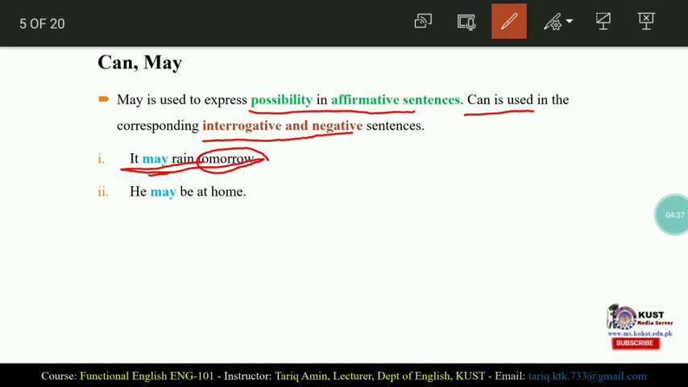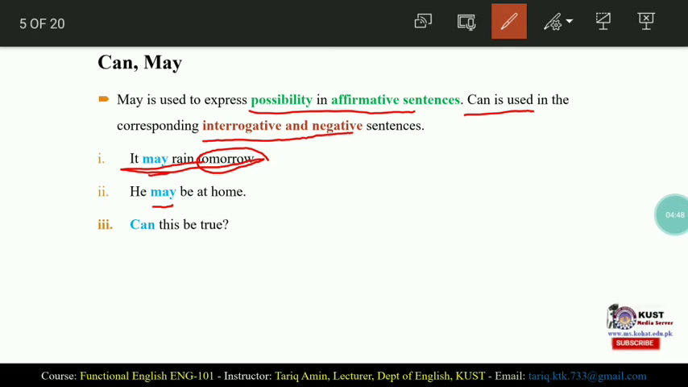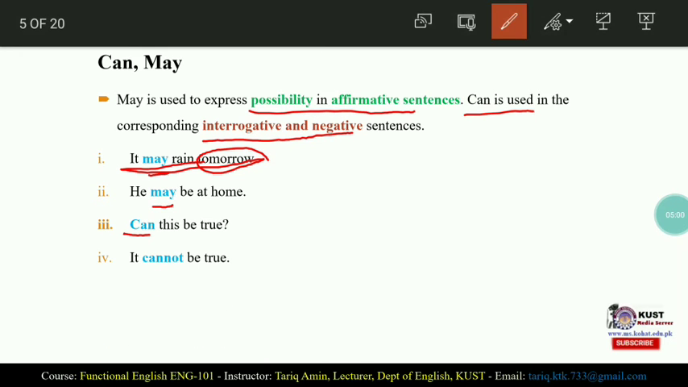And he may be at home. Once again, may has been used in an affirmative sentence in order to show possibility. It is possible that he might be at home. Can this be true? We can see that the modal verb can has been used in an interrogative sentence. And it cannot be true. Someone asks the question, can this be true? Another person says that it cannot be true. It has been used in the corresponding negative sentence.